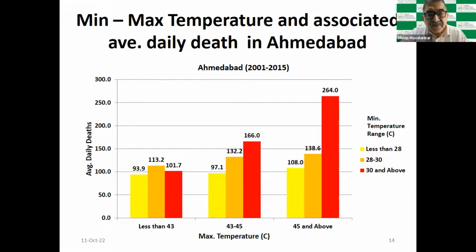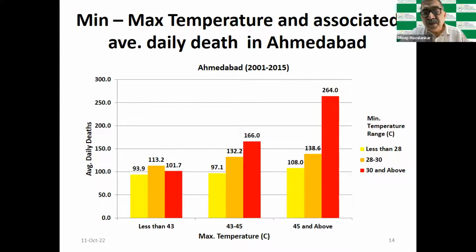The left hand side graph shows that if the maximum temperature is less than 43 degrees, then the minimum temperature doesn't make any difference in mortality. The three verticals are minimum temperature less than 28 degrees, 28 to 30, and above 30 degrees, which is the red one. Now, if the maximum temperature is between 43 and 45 degrees, then you start seeing this step ladder pattern, where as the minimum temperature goes up, you have higher and higher mortality.